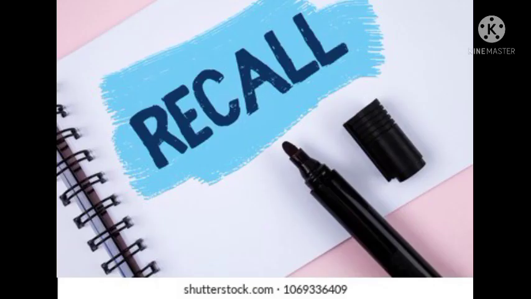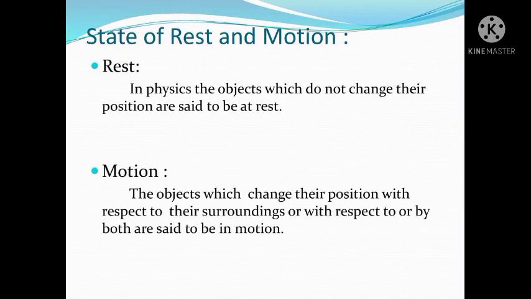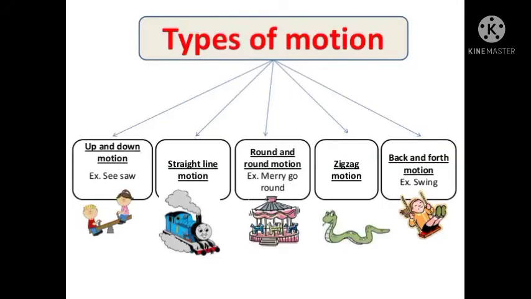Okay students, let's recall the topics which we have learnt in this section. Rest. The objects which do not change their position are said to be at rest, and the objects which change their position are said to be in motion. Then we discussed the types of motion: linear motion, circular motion, oscillatory motion and random motion. Linear motion means it travels in a straight line. Circular motion travels in a circular path. Oscillatory motion will have to and fro motion, and all the remaining motion comes under random motion.